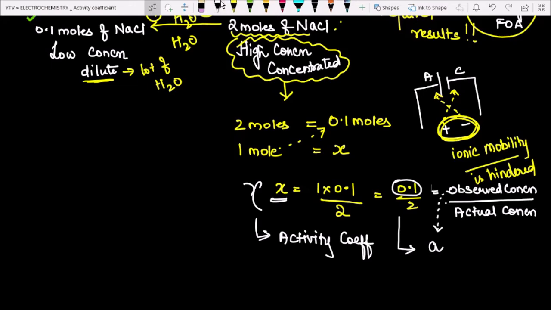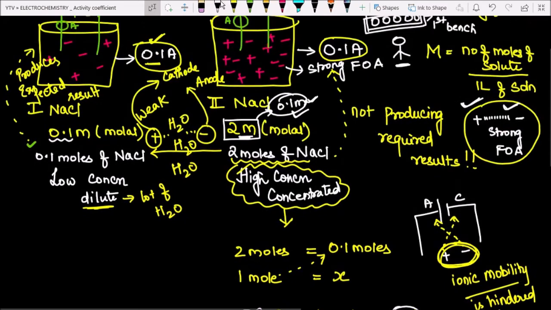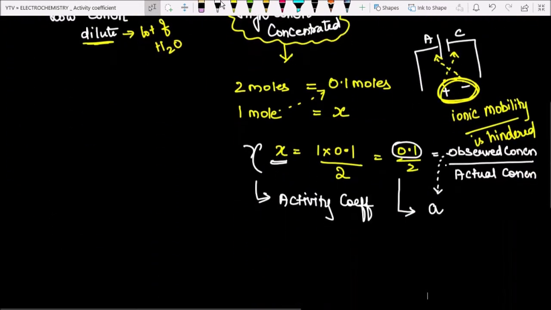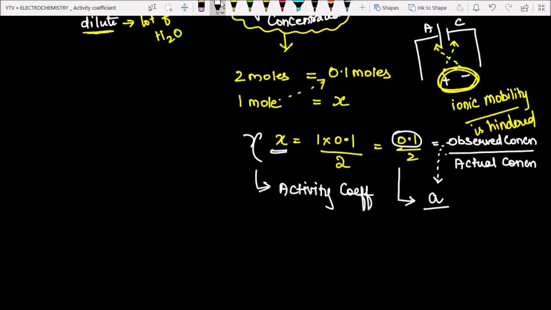In a class of 100 students, how many are active? In a class of 100 students, 5 are active. Similarly, in a 2 molar solution, how many moles are active? In a 2 molar solution, only 0.1 moles are active. So that is activity. Now what is the actual concentration? What is the actual strength of the class? That is 100, right? Similarly, here the actual concentration is 2. So I'll write it as A divided by the actual concentration, which is written by the symbol C. C is for concentration. So this term, we call gamma.